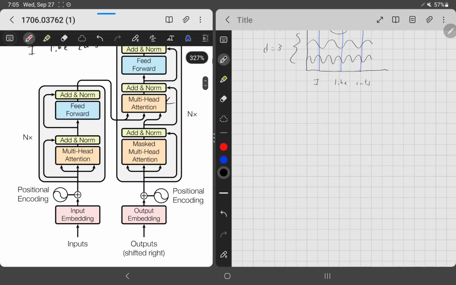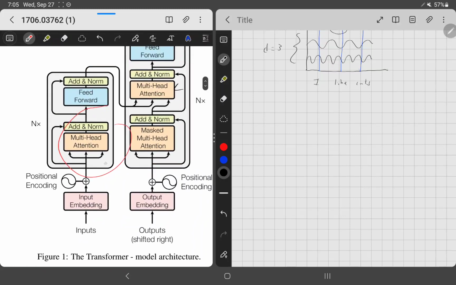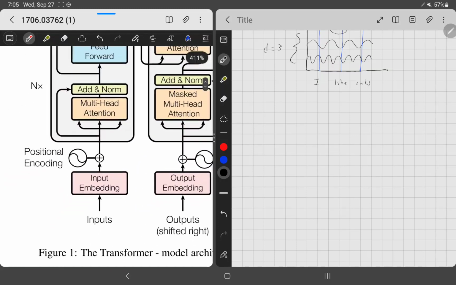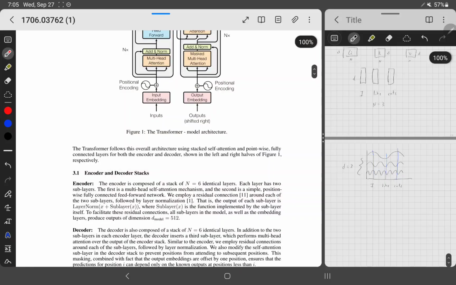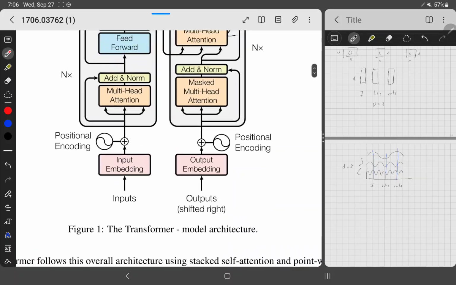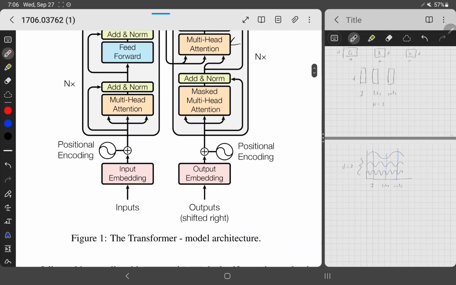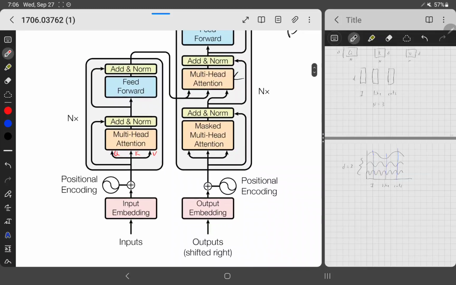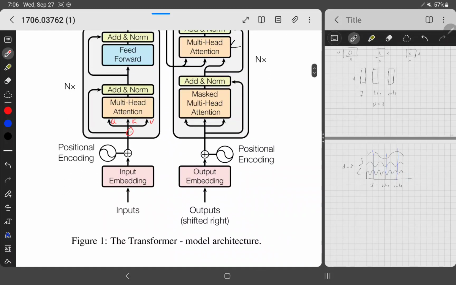Okay, so now let's look at the left side here. On the left side we have the inputs, and then we add the positional information, which is just from the sinusoidal embeddings, and then you throw this through multi-head attention. This is your queries, your keys, and your values. And you keep the skip connection here.